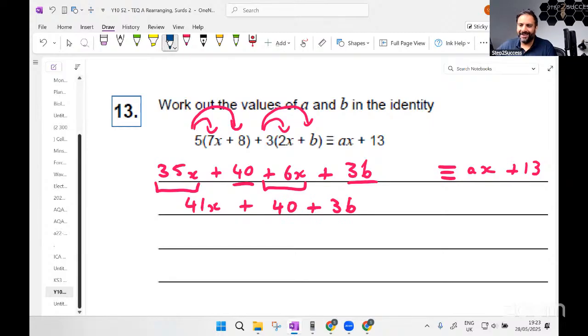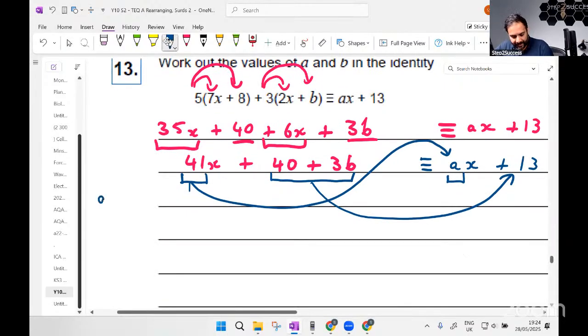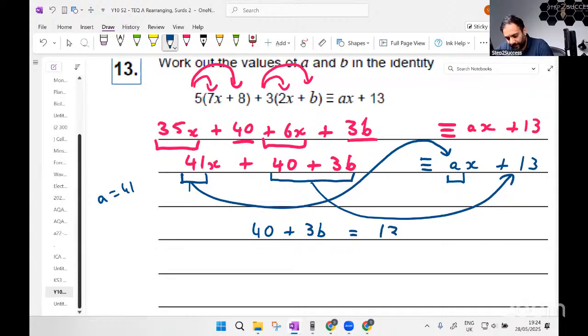Okay, this is the bit where it gets a little bit weird. We're saying that this is exactly the same as something x plus 13. Well, I know what the something x is because surely a is 41 because that has to be the same. There's no other x's anywhere. So what's on the left-hand side is the same as on the right-hand side. And then this bit that's left must be the same as what's left there. So as I said, a is 41. 40 plus 3b, which is what's left at the end of this, must equal 13 because these two things are exactly the same.